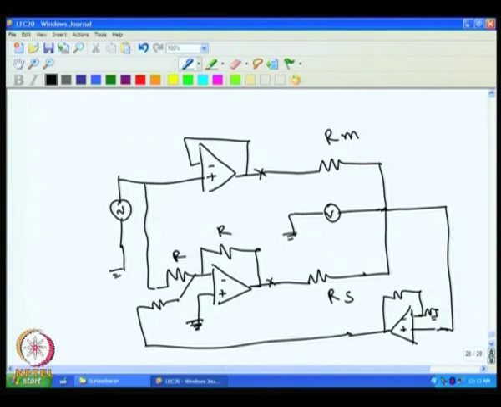For example, if this voltage is not 0, say it is not balanced, that will happen if these two resistance ratio and these two voltages, I will put it as V1 and V2, this is V1 and V2. If the V1 V2 ratio is not the same as the Rm by Rs ratio, then the bridge will not be balanced.